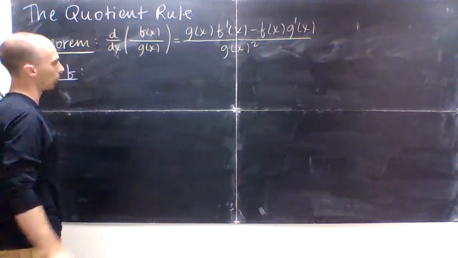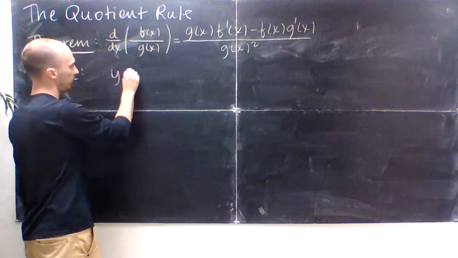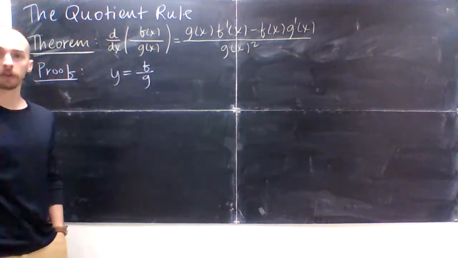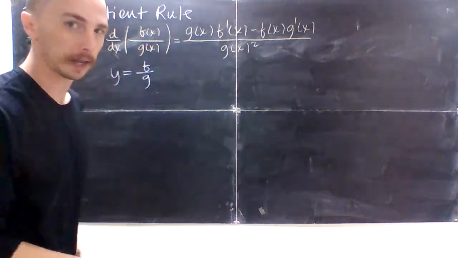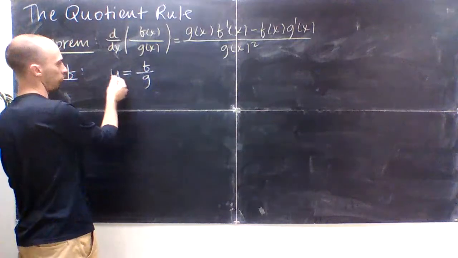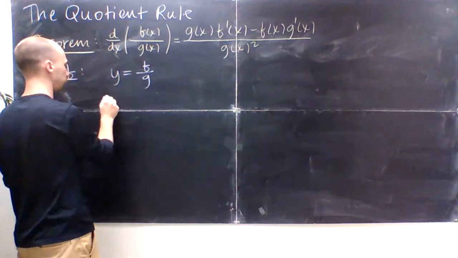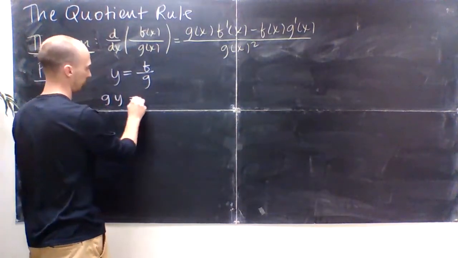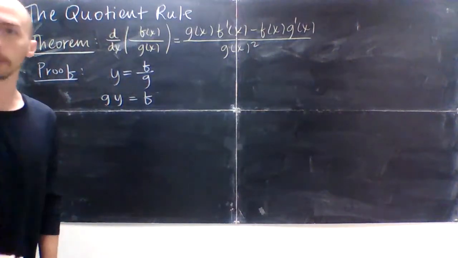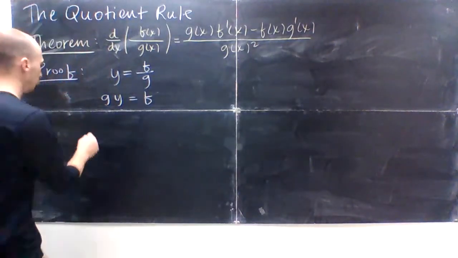So, again, much like with the product rule, I'm just going to let y equal f divided by g, where y, f, and g are all functions of x. Okay? That means that g times y is going to equal f. And then I can take the derivative of both sides of this equation with respect to x, right?